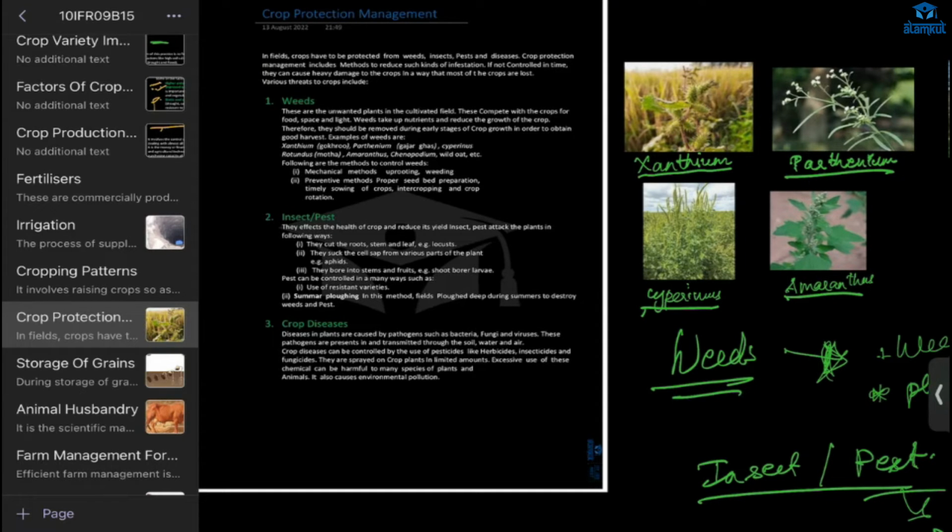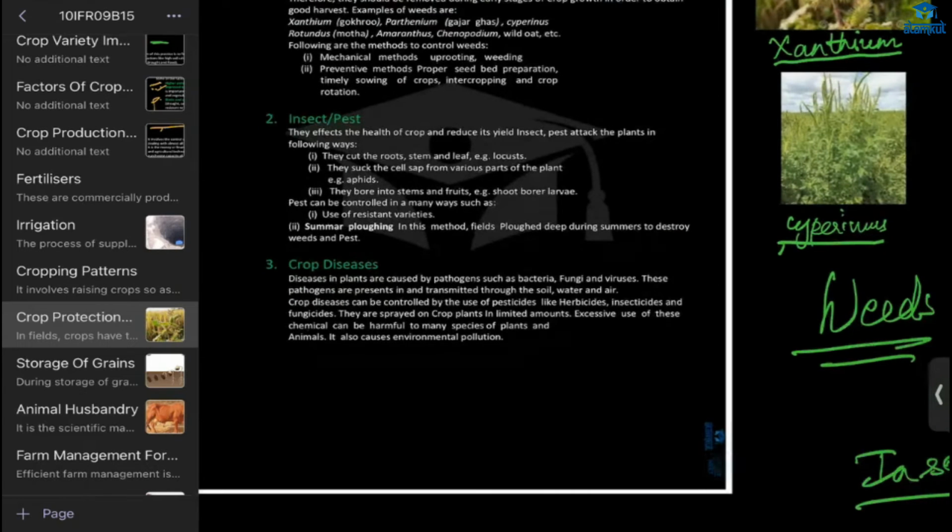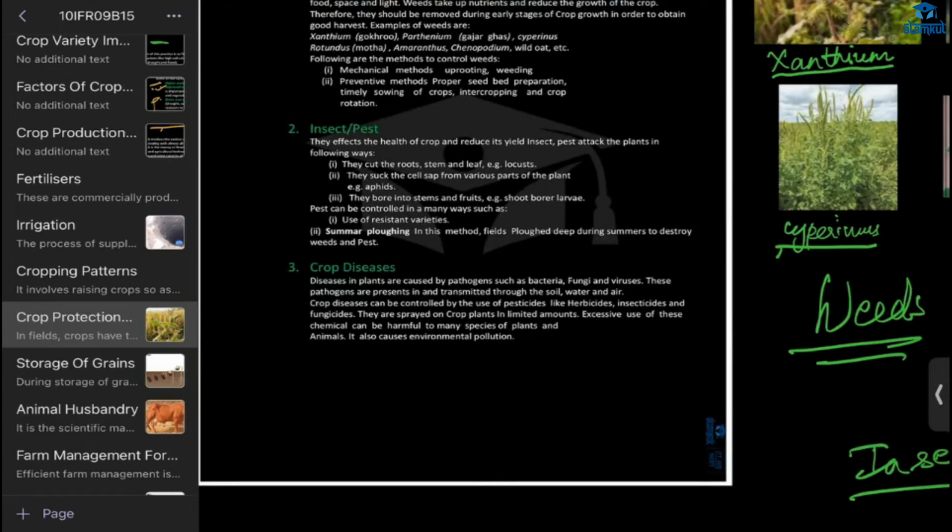Okay. Next, insect pests. What about them? Insects, ma'am, we can use pesticides. Yes, and why do we have to? How does this affect the crops? I'm using pesticides on the pests. No, I'm asking how these insects and pests are affecting the crops.